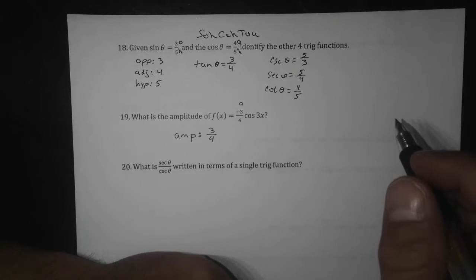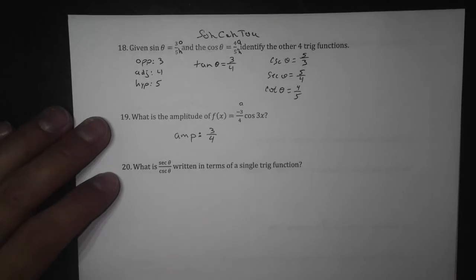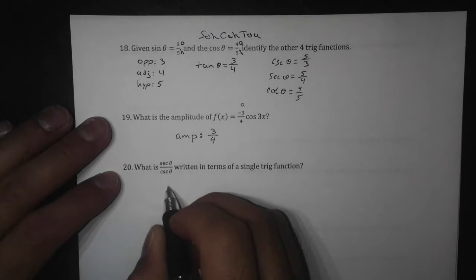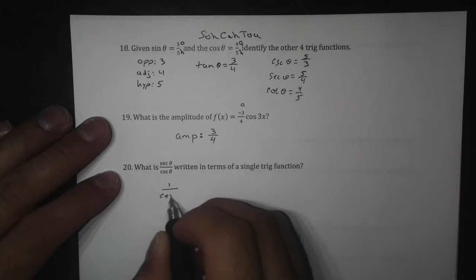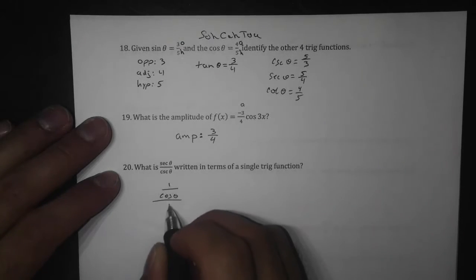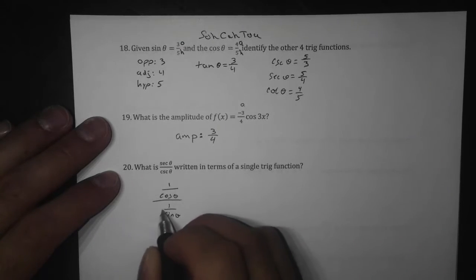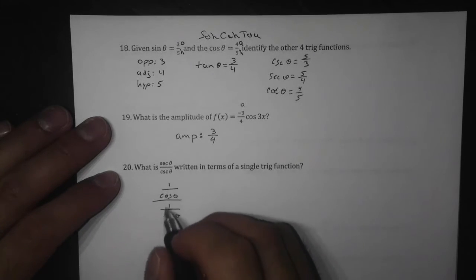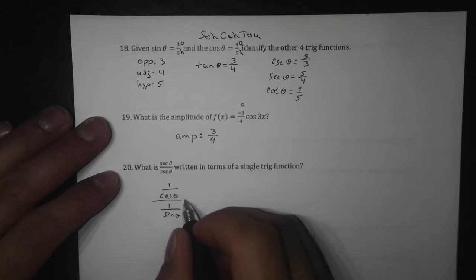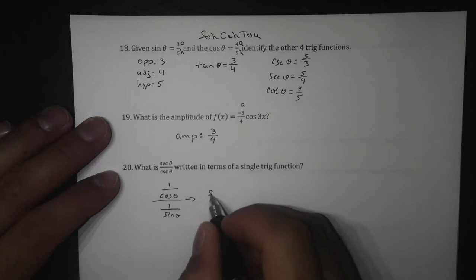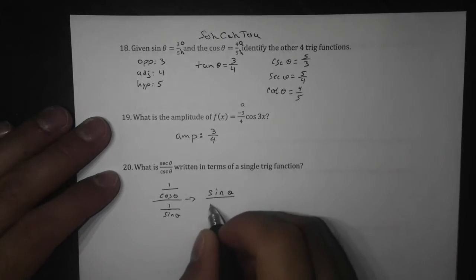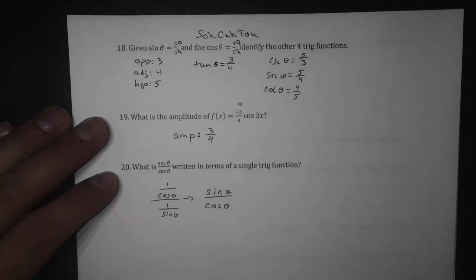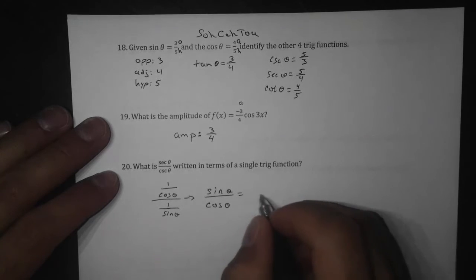In number 20, we have secant and cosecant. Let's always write things as sine and cosine. So secant is the same as what? 1 over cosine of theta. Cosecant is 1 over sine of theta. Well, now what we do is flip this around because 1 over, 1 over, all this becomes is sine of theta over cosine of theta. Well, sine of theta over cosine of theta is just tangent.